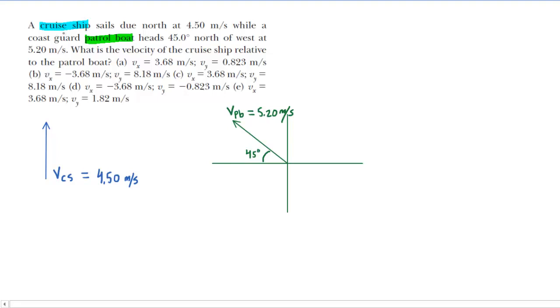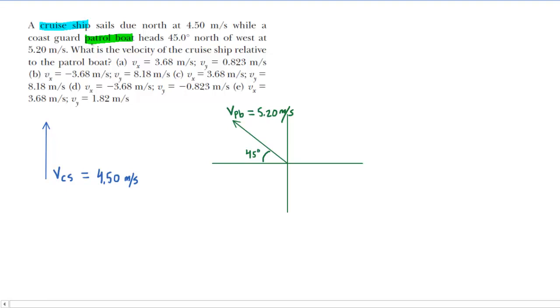In this question, we have a cruise ship that is sailing due north at 4.5 meters per second. And we have colored a vector in blue here pointing straight up, and that vector shows us that the cruise ship is traveling northward at 4.5 meters per second. So this picture is relatively straightforward.